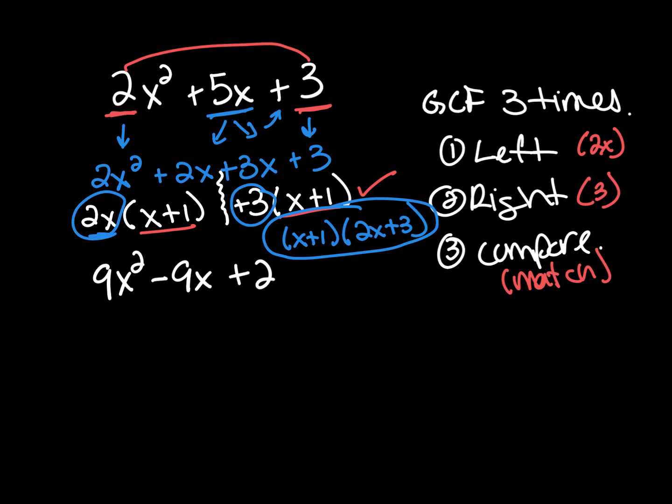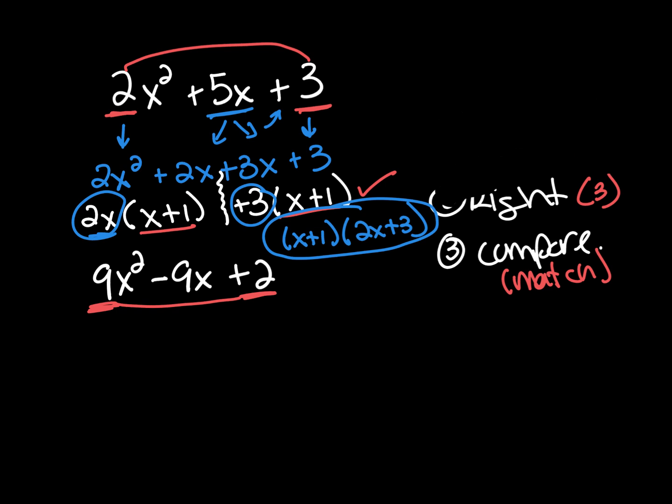Now we're going to focus on the 9 and the 2. 9 times 2 gives me 18. So 18 is the number that I am going to find all the factors of this time.